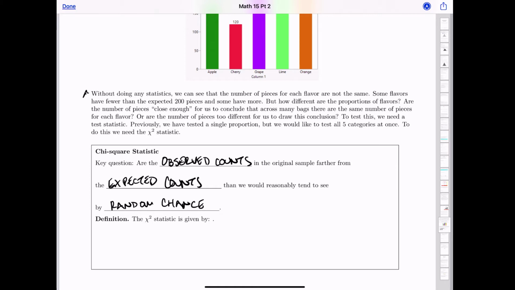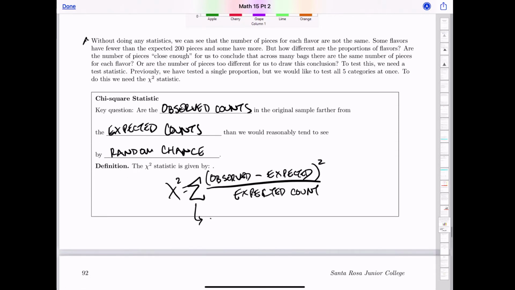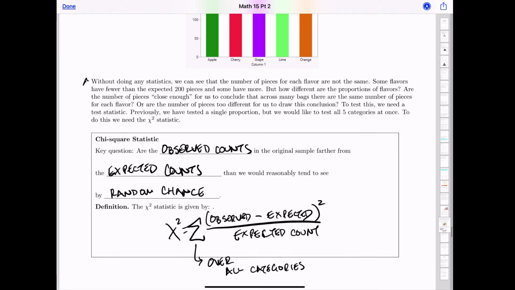Okay, so the statistic that we're going to use to test this is the chi-square statistic, and it is computed like this. It is a sum of the observed counts minus the expected counts squared divided by the expected counts. And this is a sum over all categories. So here we have 5 categories, so we would be adding up 5 values. Right, so we would compute all of this for each category.